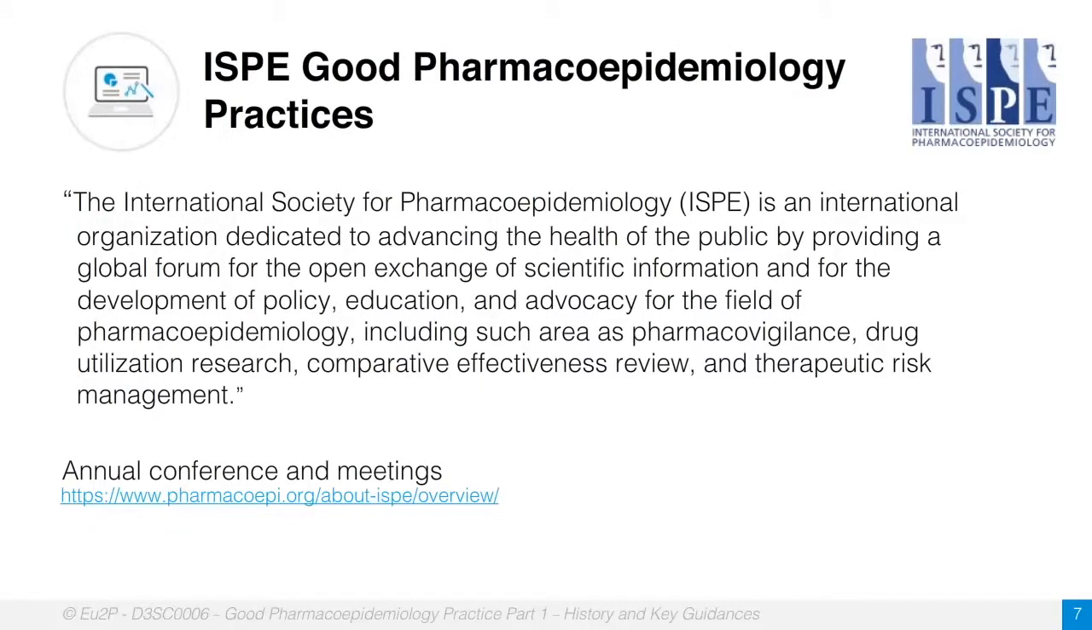The International Society for Pharmacoepidemiology, ISPE, is an international organization dedicated to advancing the health of the public by providing a global forum for the open exchange of scientific information and for the development of policy, education, and advocacy for the field of pharmacoepidemiology, including such areas as pharmacovigilance, drug utilization research, comparative effectiveness reviews, and therapeutic risk management.